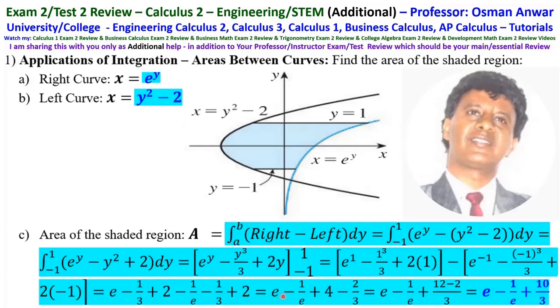which is e minus 1 over e plus 4 minus 2 over 3, which is e minus 1 over e plus 12 minus 2 over 3, which is e minus 1 over e plus 10 over 3. And that is the area between these curves.